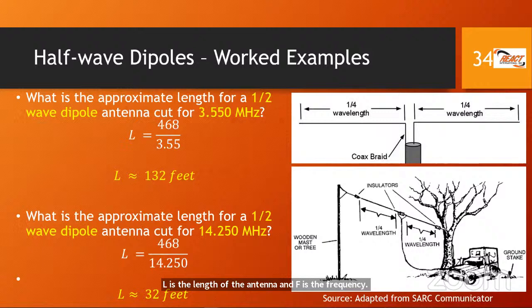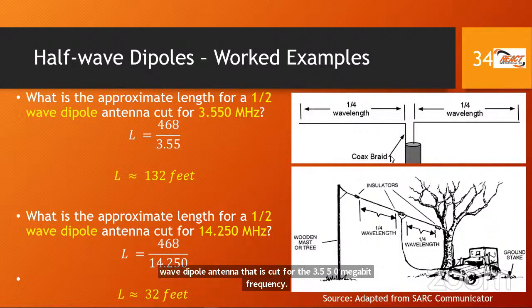All right. So let's do an actual calculation. These are two exam questions that you will get. First one up: what is the approximate length for a half-wave dipole antenna that is cut for the 3.550 megahertz frequency? So let's dissect this question a little bit.